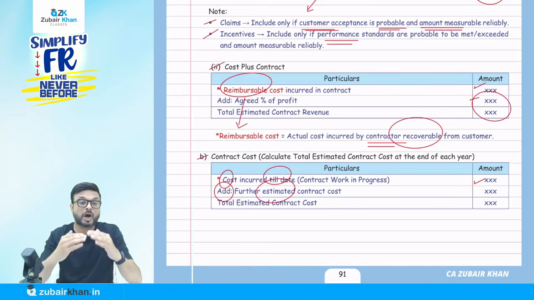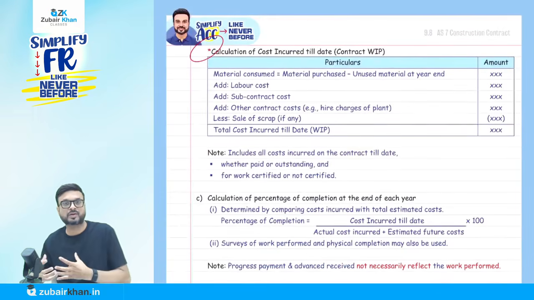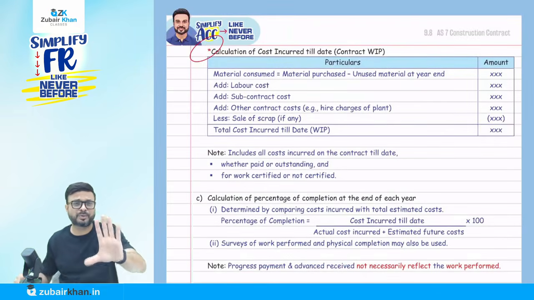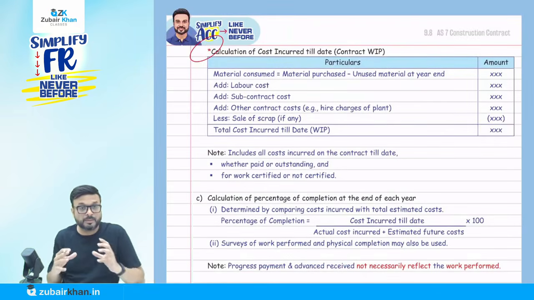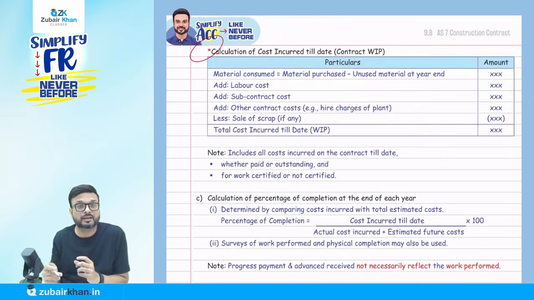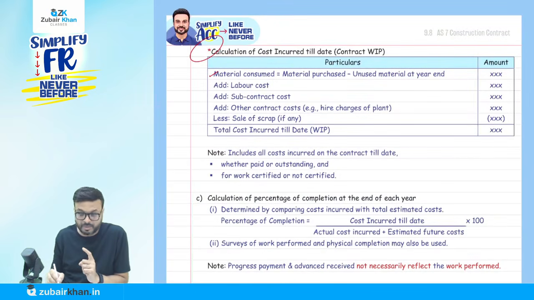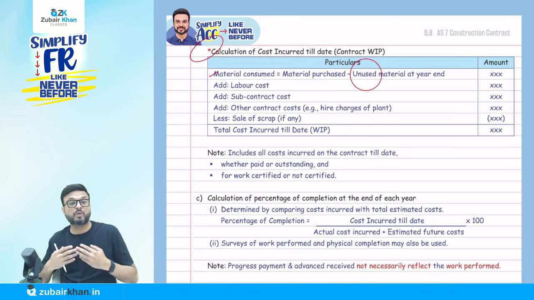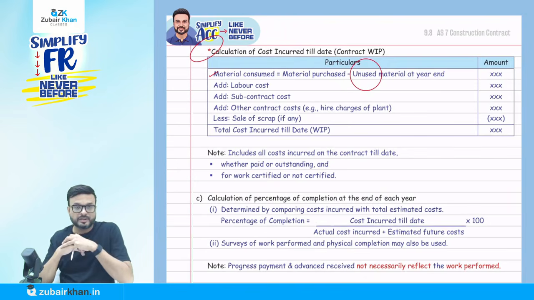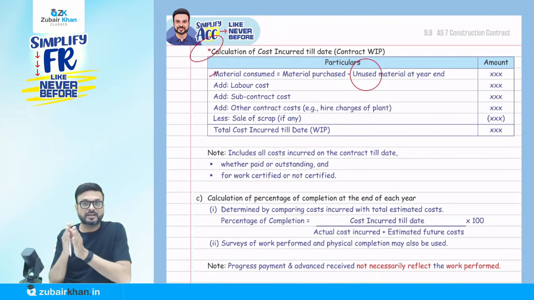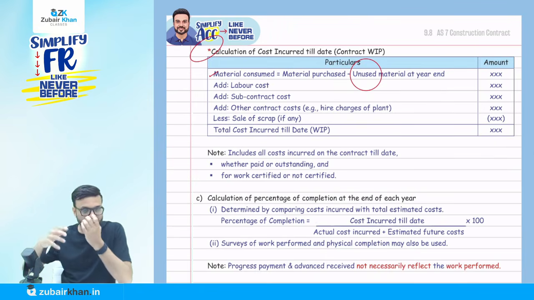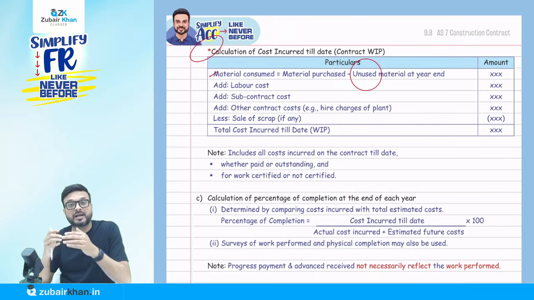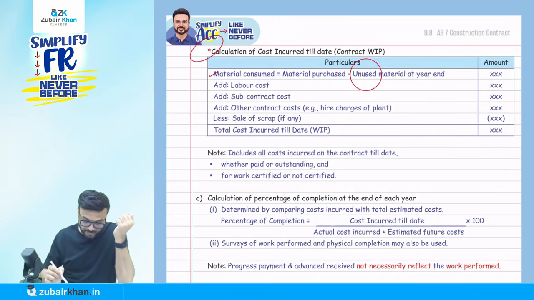But understand how much cost is incurred. So what do we cover in the cost incurred? Now listen carefully. What do you mean by the cost incurred? What is covered in the cost incurred till date? Material consumed. But remember, if we purchase material during the year which is unused, we have not yet used that material, it is not an expense for the current year, it is an expense for the next year, like a closing stock. So material consumed is material purchased minus unused material at the end of the year.